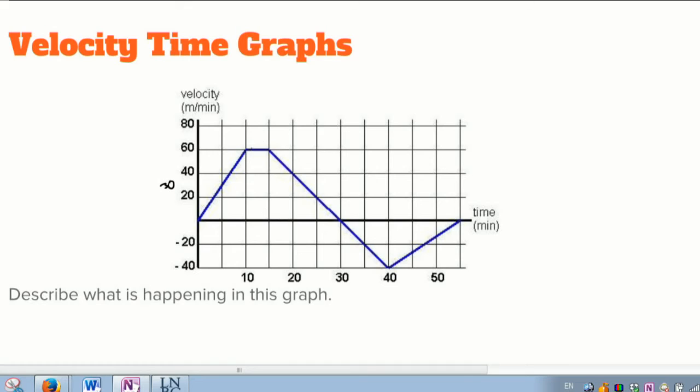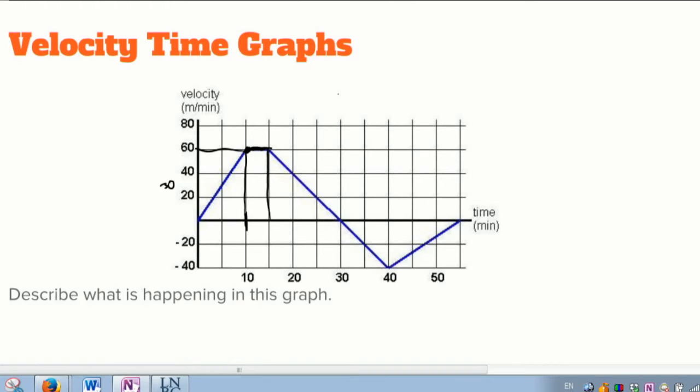What's happening here? We talked about a horizontal line on a distance time graph. It meant the object wasn't moving. What about on a velocity time graph? At 10 seconds, the object's moving at 60 meters a minute. At 15 seconds, the object's moving at 60 meters per minute. This is 60 meters per minute as well. So a horizontal line on a velocity time graph doesn't mean the object's not moving. It means the object's traveling at a constant velocity. It's not changing its velocity.